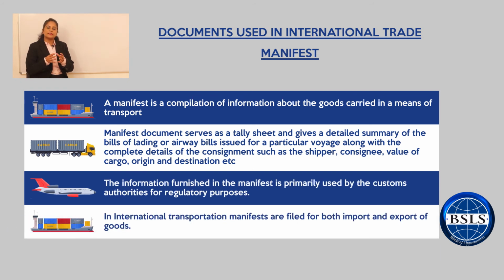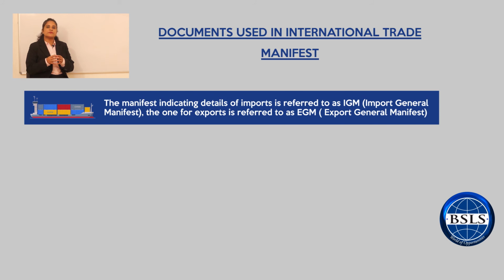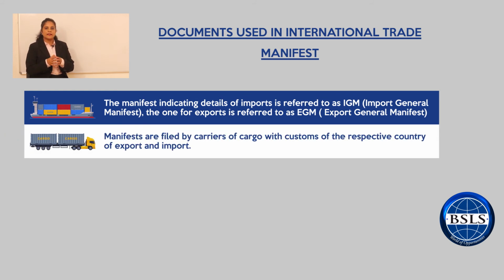Manifests are used by the customs for regulatory purposes. The manifest which is filed by a carrier with customs during the export process is called an export general manifest. On the other hand, the manifest which is filed by a carrier with the customs during an import process is called an import general manifest.